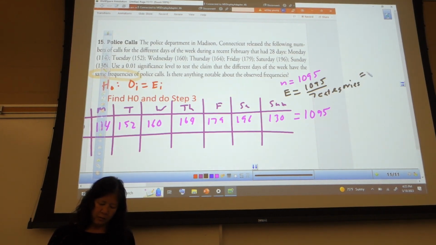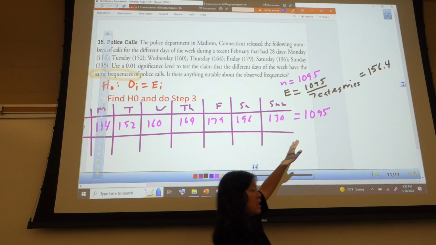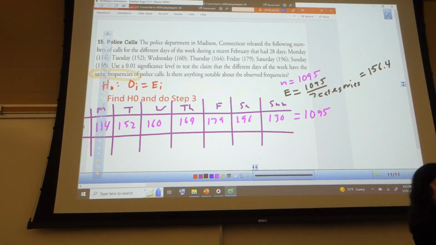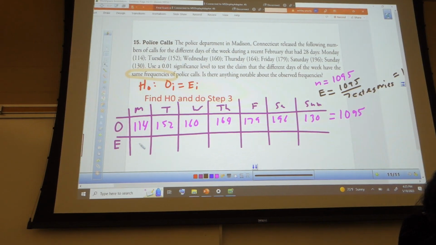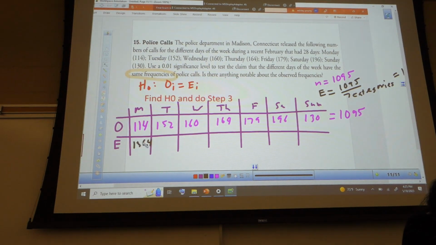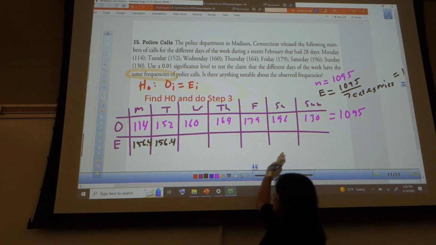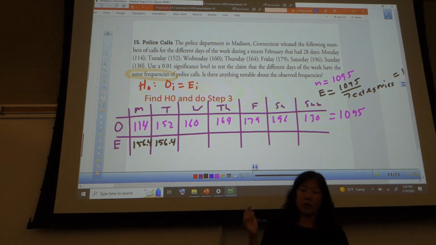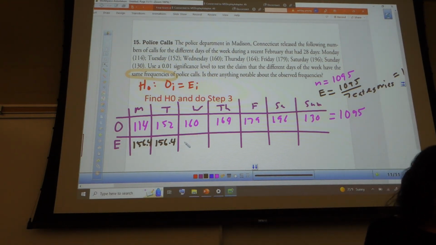And then what did you get for that? 156.43. Yeah. So give me at least one decimal place. Right, I have 1,095 people. I'm going to split them equally amongst all the categories. So I divide by the number of categories.